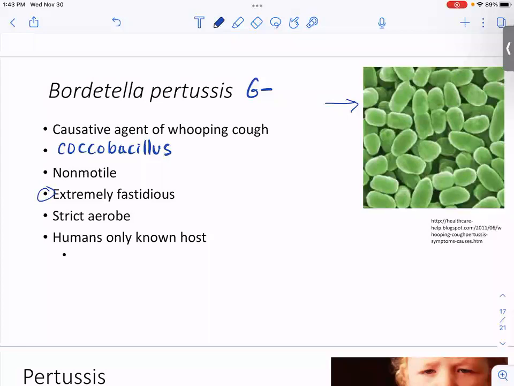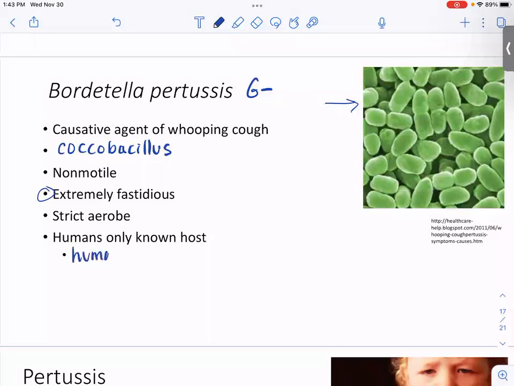And it's a strict aerobe. So this organism only lives in places in our body that have easy access to oxygen, so the respiratory tract. And humans are the only host. There is a Bordetella bacterium that causes a coughing disease in dogs. They call it kennel cough. But humans can't get kennel cough, and dogs can't get whooping cough from humans. So I think it doesn't cross the species barrier. Okay. So humans are the only known host.